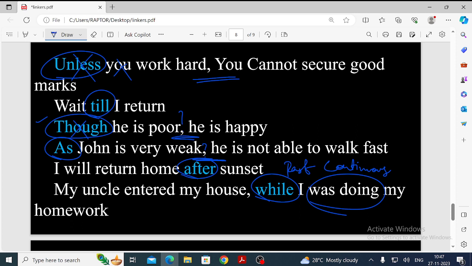When I reached the railway station, the train was leaving. While I phoned him, my friend was watching TV. So we have discussed the past continuous. Even another subordinate conjunction will also be right. What is it? When. When or while.